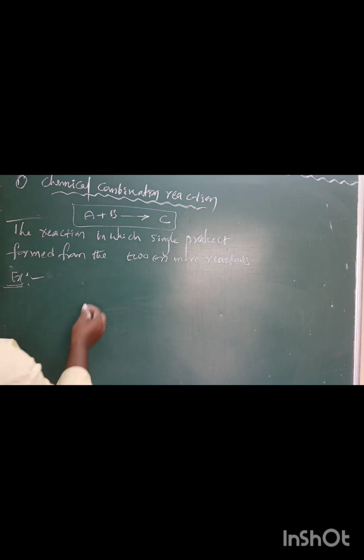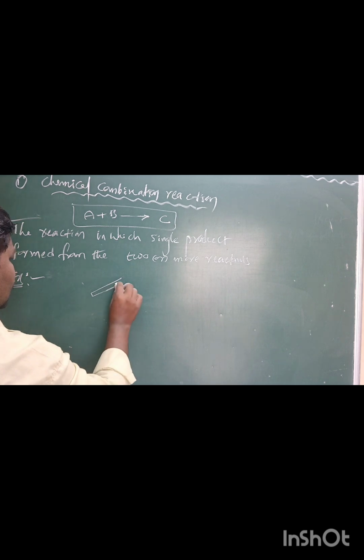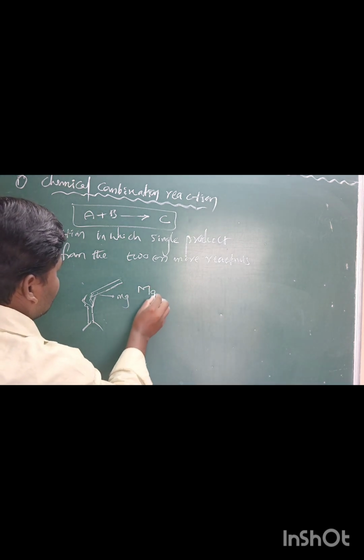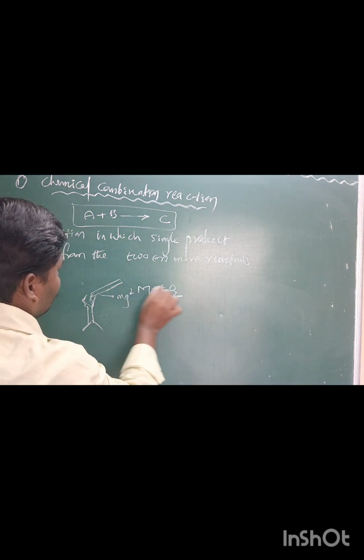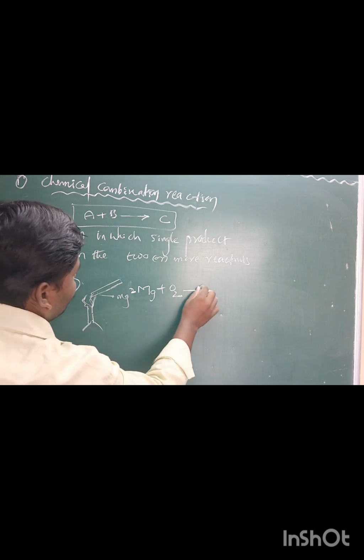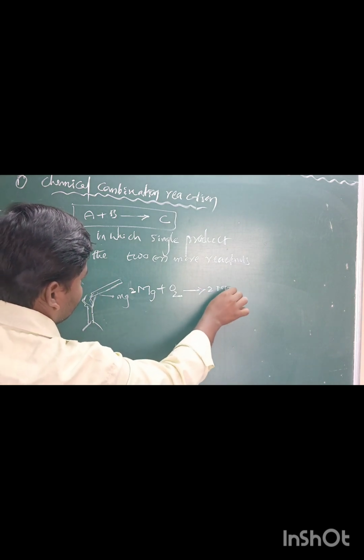For example, now I am taking here a magnesium ribbon. Magnesium is available in thread form or strip of wire form. With the help of a burner, what happens, sir? Magnesium combines with oxygen to form magnesium oxide. First example, 2Mg plus O2 gives rise to 2MgO.